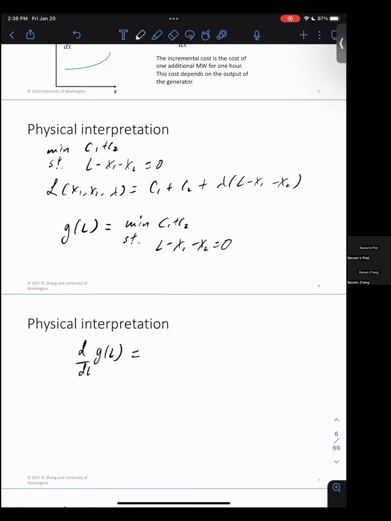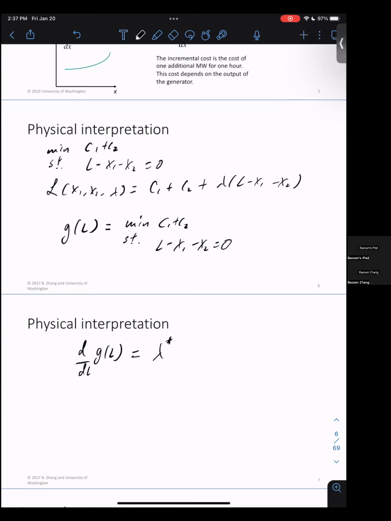When you take the derivative with respect to L in this equation, this is lambda. Lambda is the derivative with respect to L. So this is lambda star, the optimal price you get by solving this problem. Another way to interpret this Lagrange multiplier is that it is the derivative of the cost with respect to the load, the constant amount you have here. Basically, you can think of this as a function, and this tells you what the derivative of the function is. This is quite a useful way of thinking about the problem.